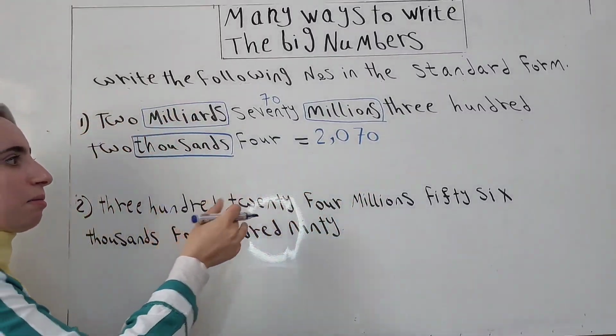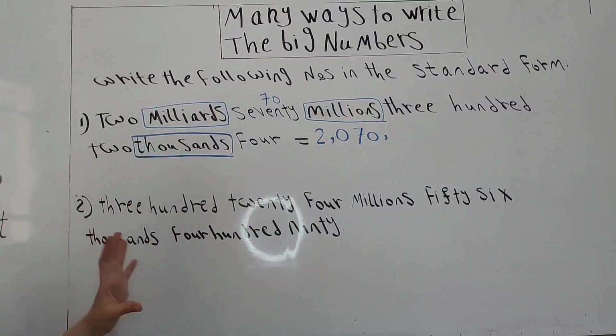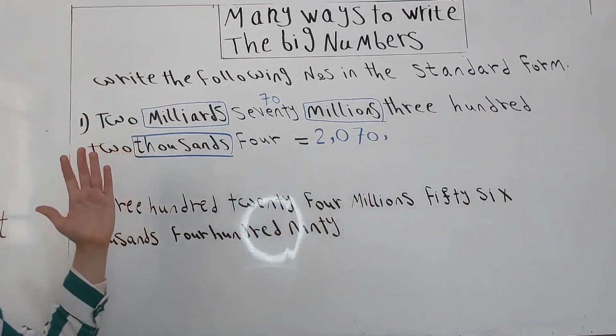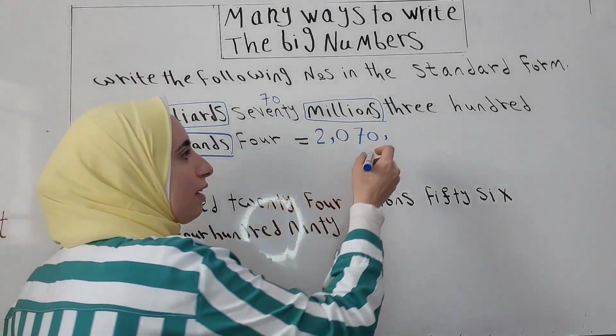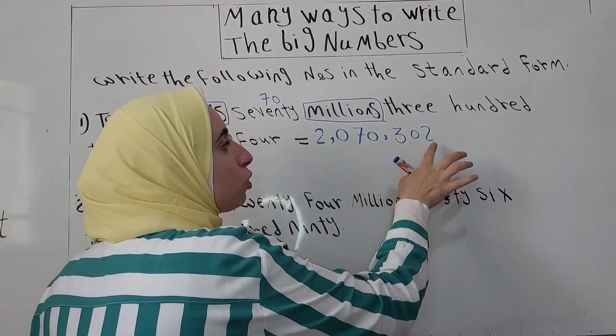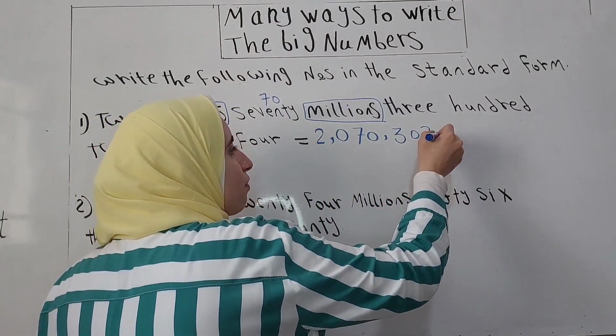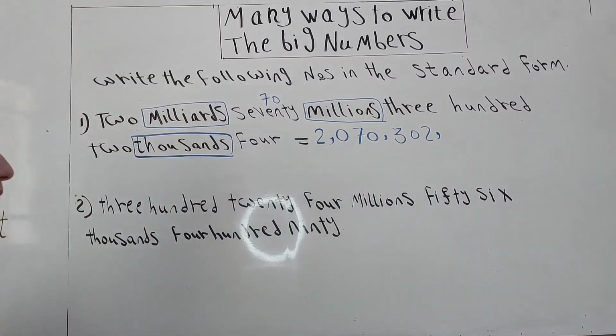We finish this family. We make commas. The family of 1000 has 302, so we write 302. 2 in the ones, not in the tens. We finish this family. We make commas.